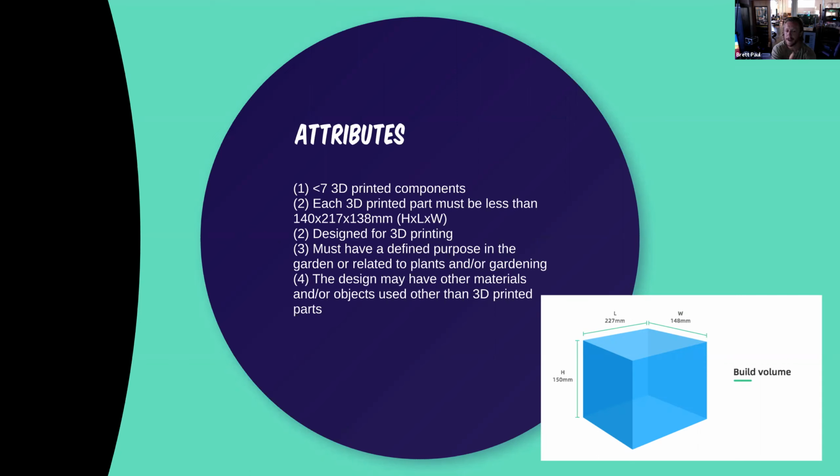Obviously designed for 3D printing, and it must have a defined purpose in the garden or related to plants or gardening. And the design can have other materials or objects used other than 3D printed parts. So if you need hardware like nuts and bolts for it to be assembled, totally fine. However you want it to come together is up to you. If you need to glue things together, or if something needs to be waterproofed, 3D printing isn't necessarily waterproof. So if you're making a vase, it may have to be dip coated in an epoxy afterwards. That'll be up to you to do. But you can obviously use other objects in the design.